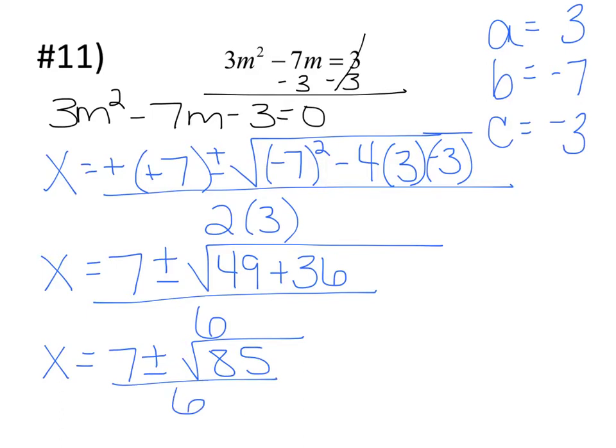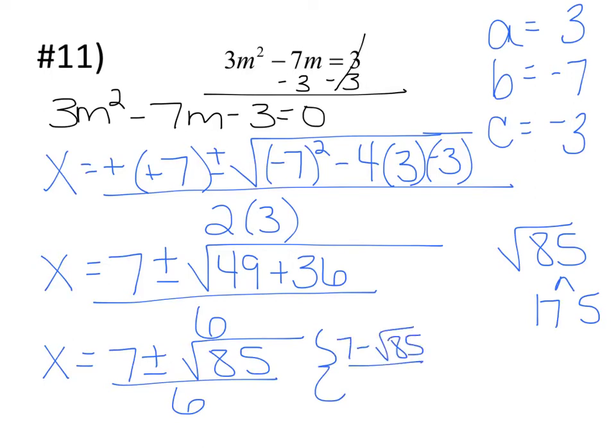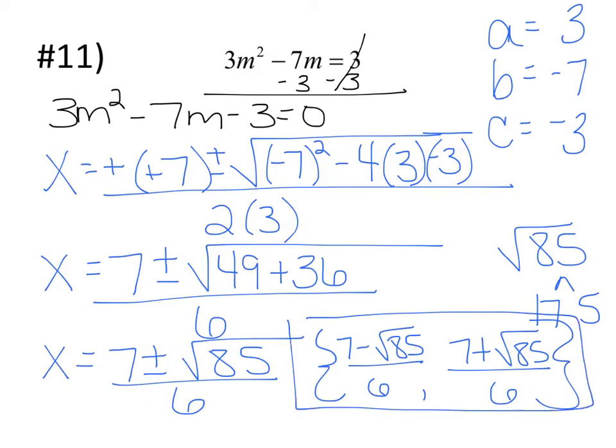Okay? So let's check and see if we can do anything with the square root of 85. So 85 is 17 times 5. We can't do anything with that, so I guess square root of 85 is as simple as it gets. So our answer is 7 minus the square root of 85 over 6, and 7 plus the square root of 85 over 6. That was fun. I liked using the blue one.